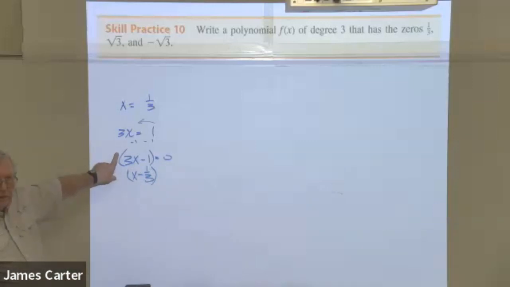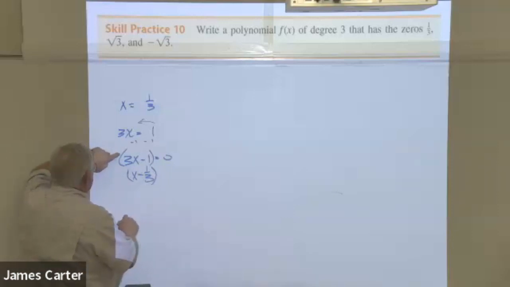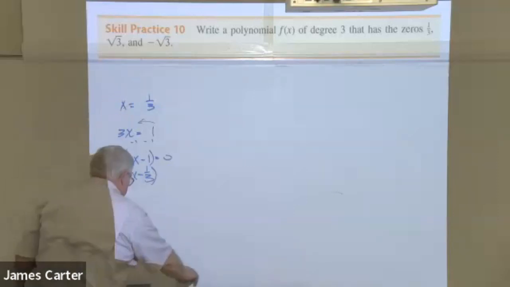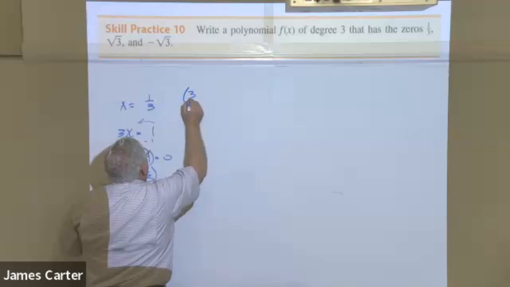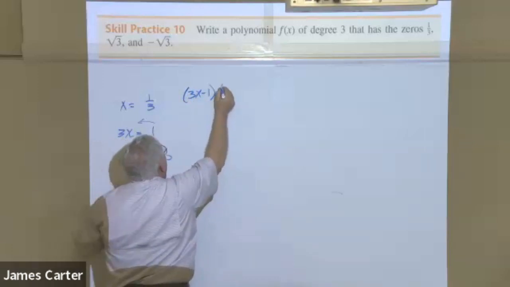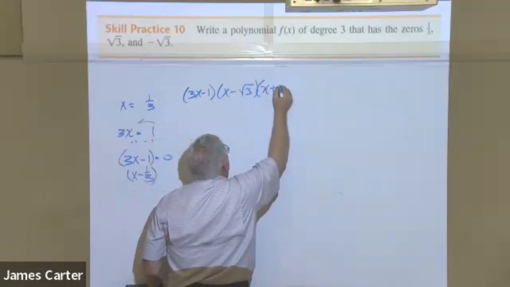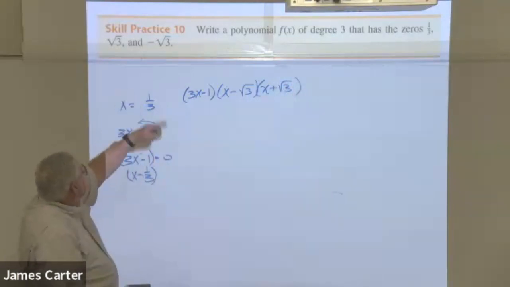And it depends on whether you like dealing with fractions or whether you like dealing with whole numbers. Personally, I'd rather deal with whole numbers. So what we're going to do is take this 3x minus 1 times x minus radical 3 and x plus radical 3. So here are my factors: 3x minus 1 times x minus radical 3 times x plus radical 3. That's what that tells you up there.